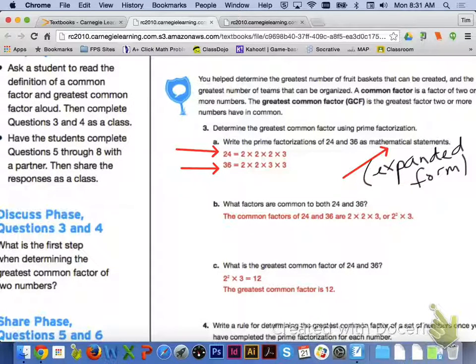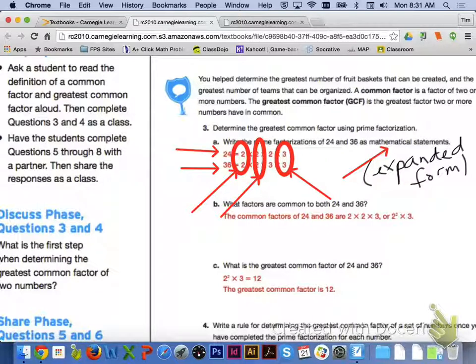When we write out our prime factorization in expanded form, it will help us answer letter B. We will be able to find out what factors are common to both of the numbers. So in this case, the common factors of 24 and 36 are 2 times 2 times 3, or 2 squared times 3. So what you want to do is take a look at the prime factorizations that you write out for each of the numbers and try to match up pairs when you write them out in expanded form. So you can see that here is one of the 2's that they have in common, another 2 they have in common, and a 3 that they have in common.